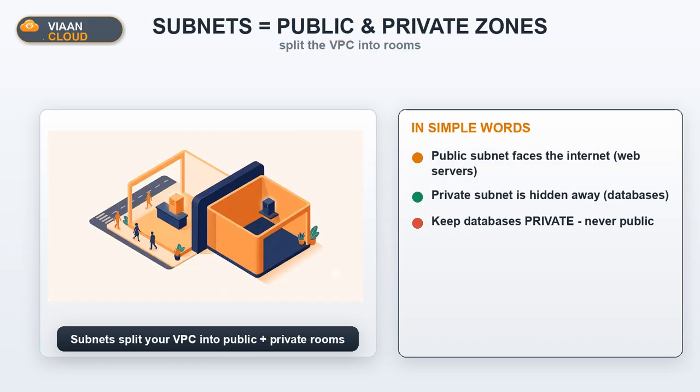Those smaller blocks are your subnets, the rooms inside your VPC, and subnets come in 2 flavors. A public subnet has a path to the internet, so it's where things that must be reachable live, like a web server or a load balancer. A private subnet has no direct route to the internet at all, so it's where you hide your sensitive stuff, above all, your database. This public versus private split is the single most important habit in AWS networking. The golden rule, your database goes in a private subnet, never a public one. If you remember nothing else, remember that.